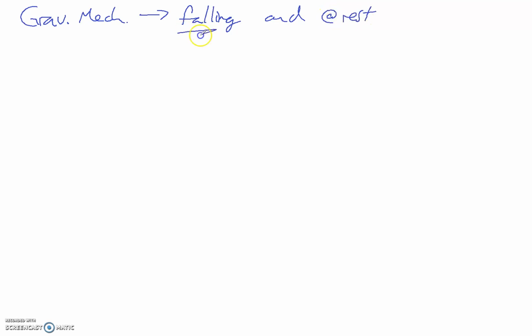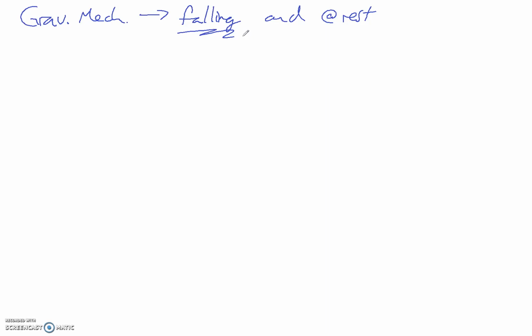So last video we looked at just some of the ideas behind gravity and center of gravity, center of mass, that type of stuff, and how we draw gravitational fields. Now we're going to start looking into a little bit of the actual gravitational mechanics. There's basically two things that we are going to look at, really simple. One of them is stuff that is falling, and the other part is stuff that is going to be at rest. And we'll start with the falling part.